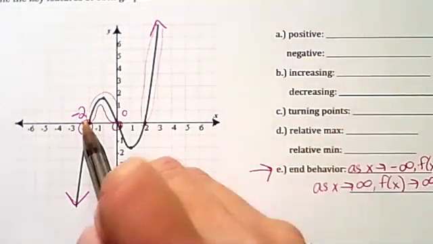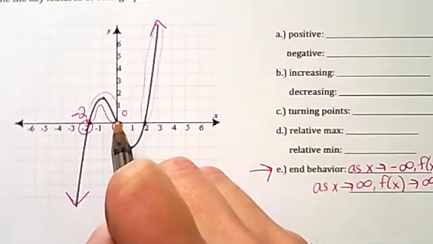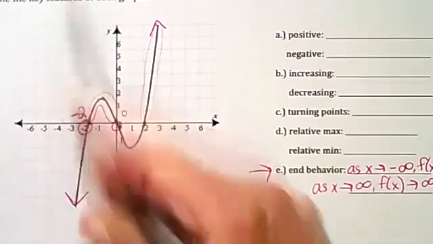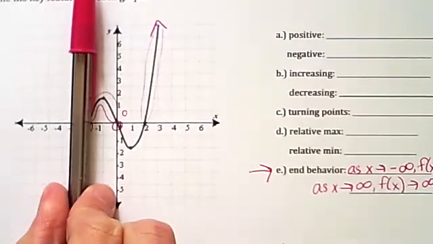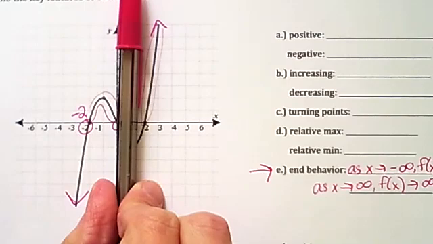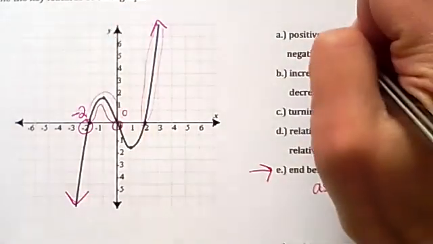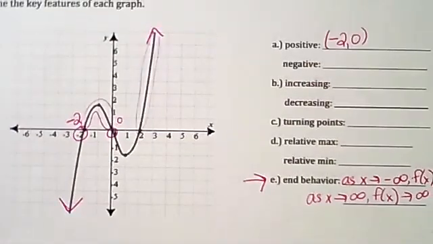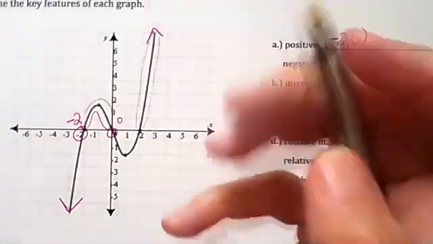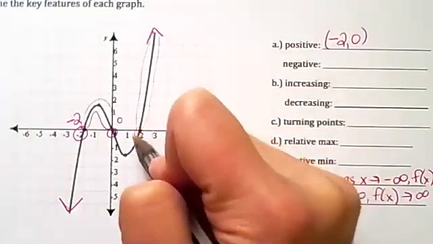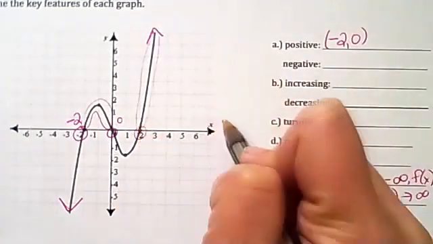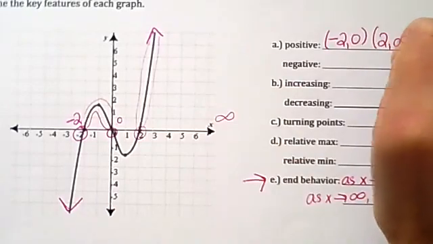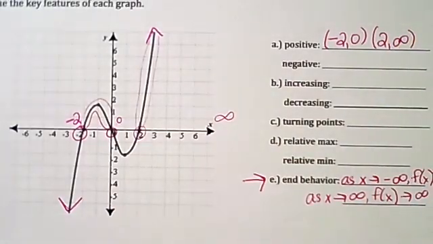So if I wanted to say that it's positive from here to here, that's from -2 to 0. So you use the x value. So from here at -2 to here at 0, the graph is above the x-axis. So you would just write this, -2, 0. Then it's also positive from +2 all the way to positive infinity. So we would say from 2 to positive infinity, like that.